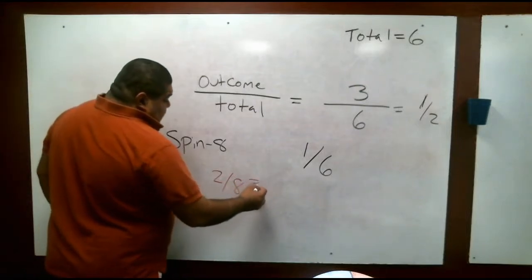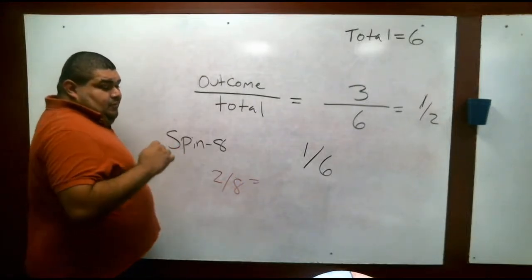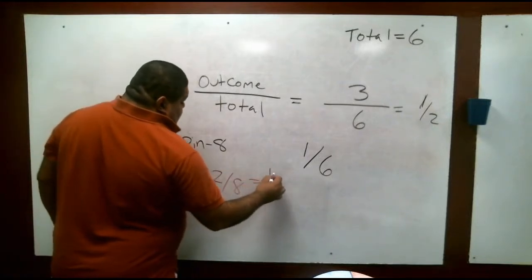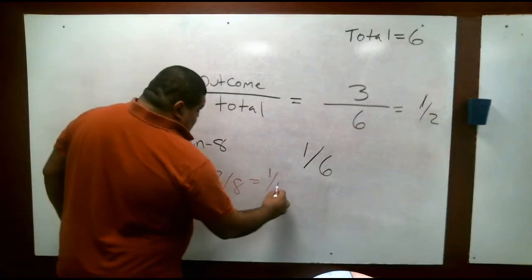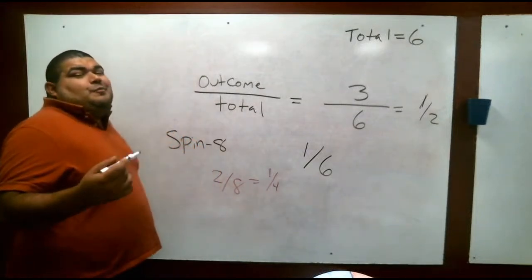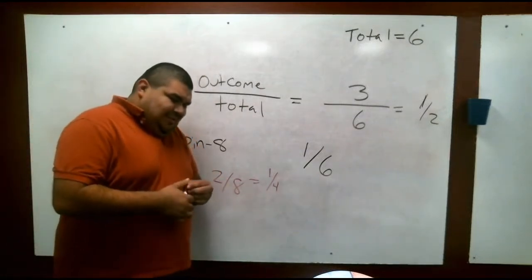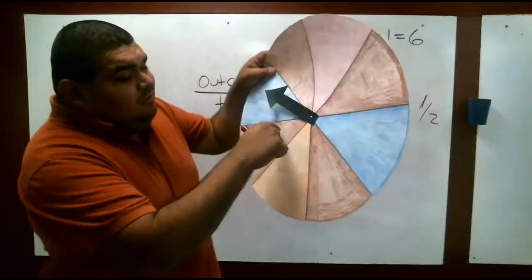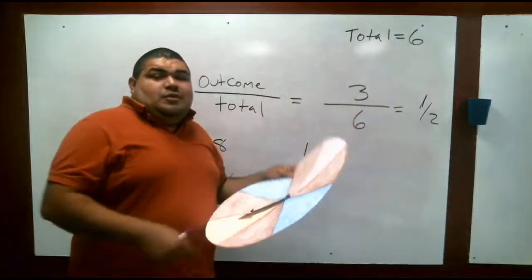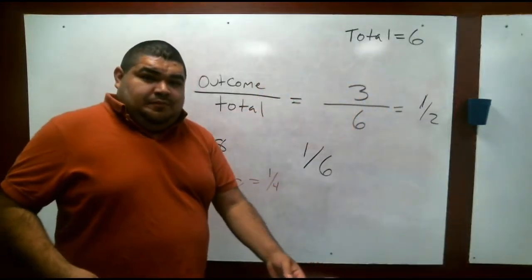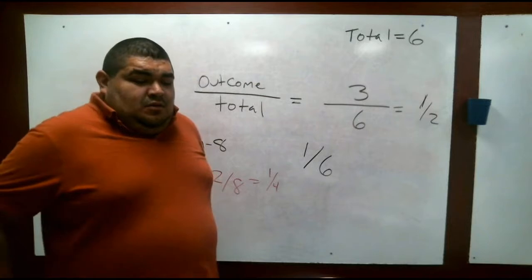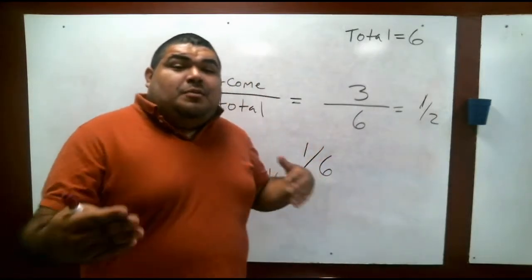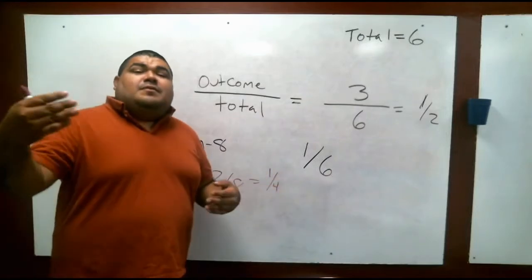Which if we reduce it, we always have to reduce it. Remember, they're both factors of 2. So 2 can go into 2, 1. 2 can go into 4. 2 can go into 8. I pretty much give you guys the answer, which is 4. So 1/4. So the probability that if I spin this spinner, it will land on a blue is 1/4. Okay? And that is probability. Okay? So the probability of getting something out of a total.